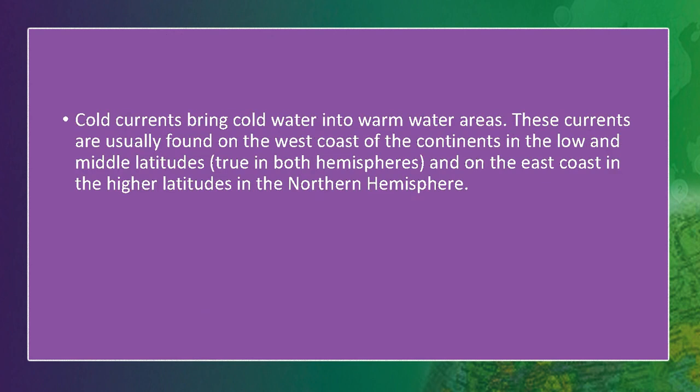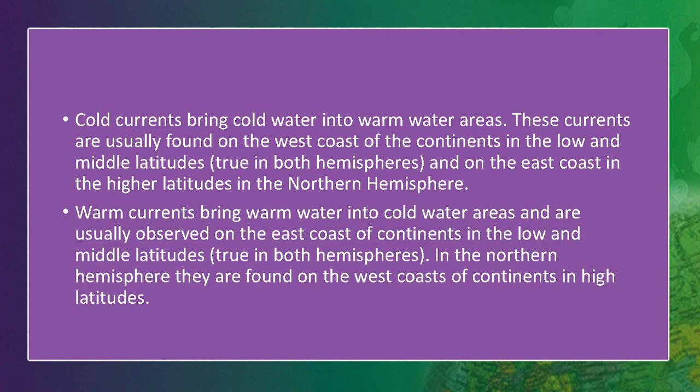Cold currents bring cold water into warm water areas. These currents are usually found on the west coast of the continents in the low and middle latitudes, and on the east coast in the higher latitudes in the northern hemisphere. Warm currents bring warm water into cold water areas and are usually observed on the east coast of continents in the low and mid latitudes in both hemispheres. In the northern hemisphere, they are found on the west coast of the continents in the high latitudes.